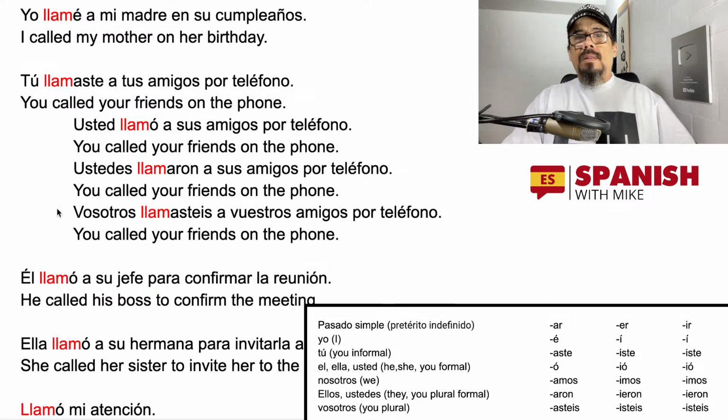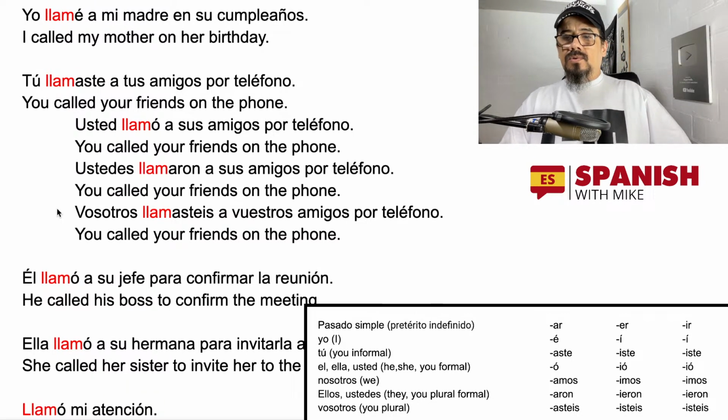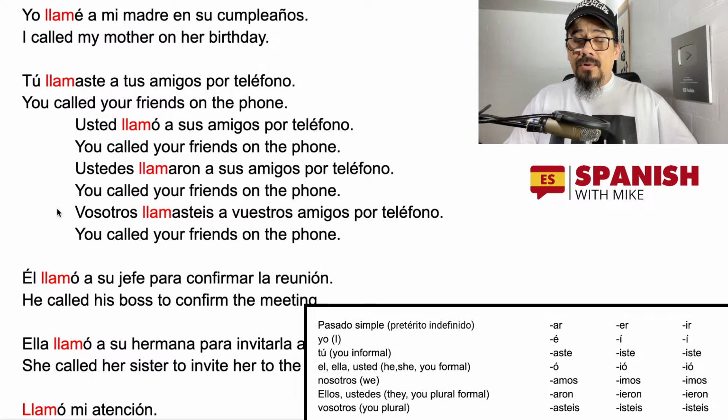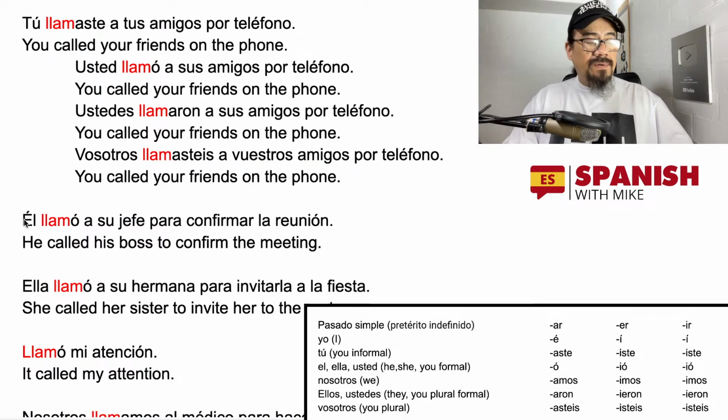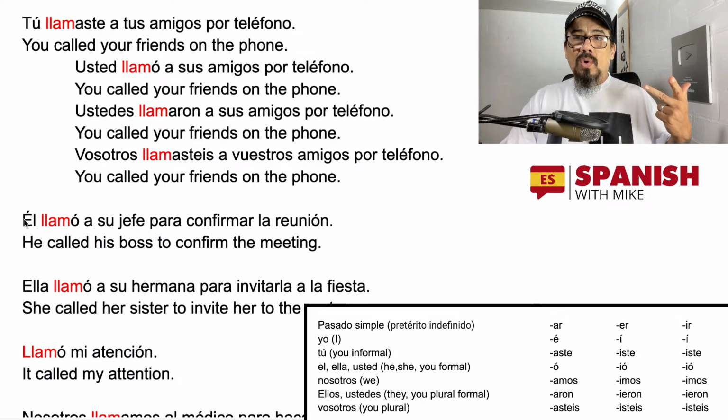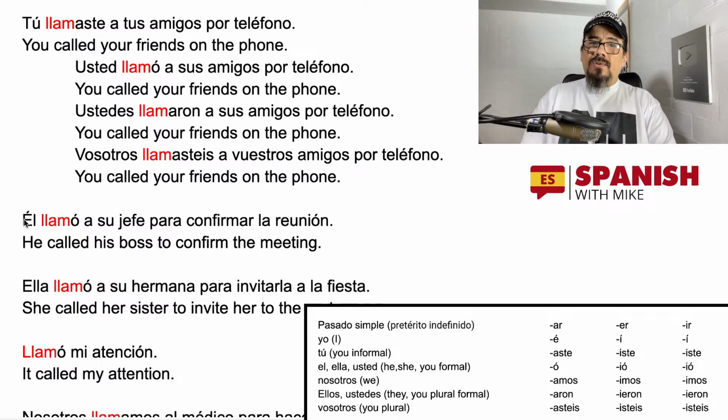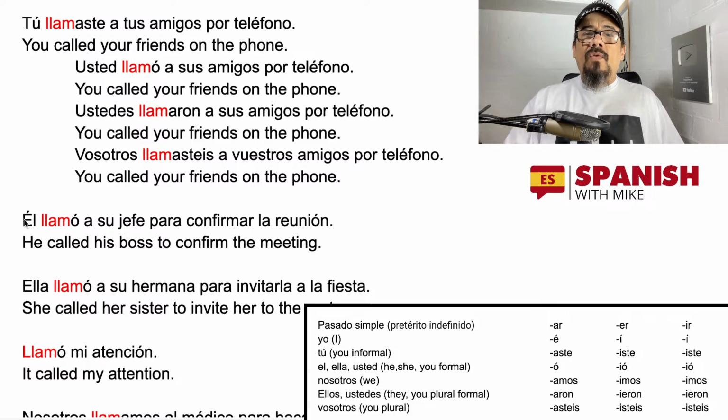Llamar, to call. Yo llamé a mi madre en su cumpleaños. I called my mother on her birthday. Tú llamaste a tus amigos por teléfono. You called your friends on the phone. Singular, informal, close relationships. Usted llamó a sus amigos por teléfono. Singular, formal. Ustedes llamaron a sus amigos por teléfono. Plural. Vosotros llamasteis a vuestros amigos por teléfono.